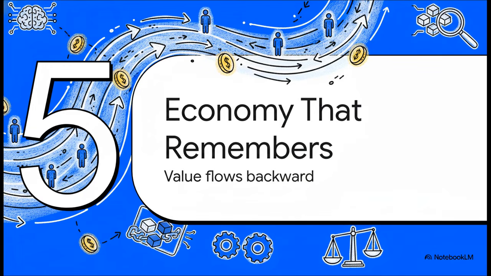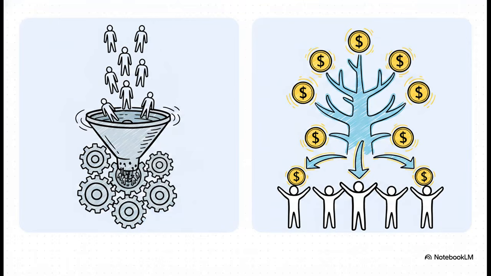Section 5. An economy that remembers. Which brings us to the ultimate paradigm shift of this whole explainer. Without data lineage, humans are basically just inputs, data fodder for the machine. But with lineage, contributors become true economic actors. Your work persists, it evolves, it influences downstream systems, and it earns over time. Value no longer leaks entirely to the final product. It actually flows backward along the entire chain of creation. It creates a genuinely people-centered knowledge economy.